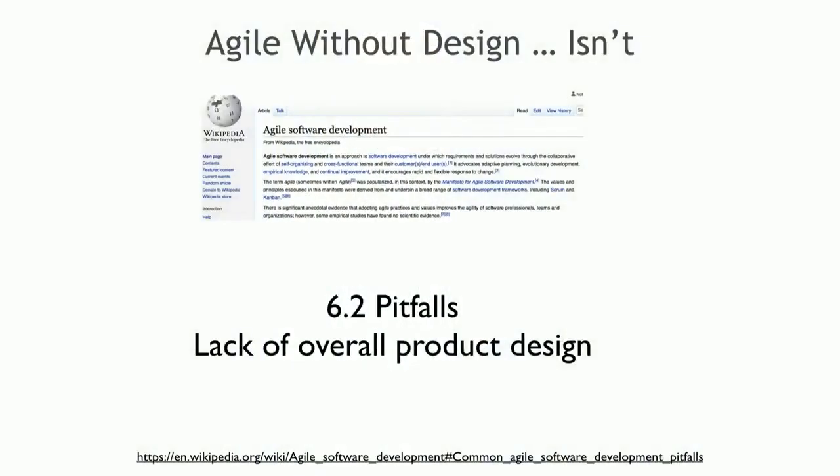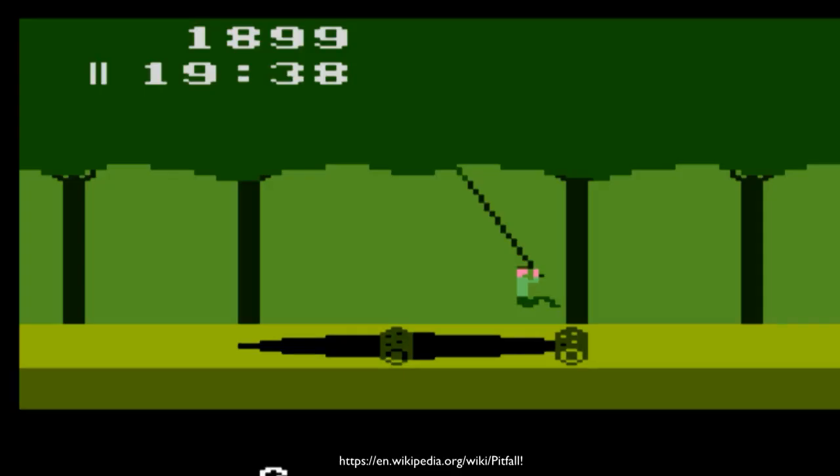So, how did things work out for Agile without an emphasis on design? Not well. If you go to the Wikipedia page for the Agile software development movement, the very first pitfall listed on that page is lack of design. And the choice of the word pitfall is itself ironic commentary on the Agile movement.